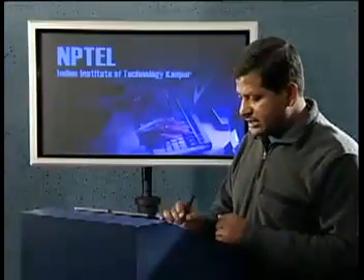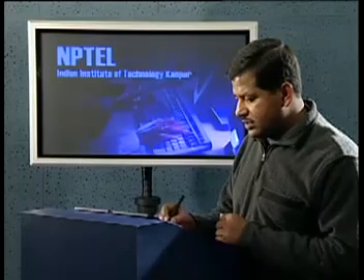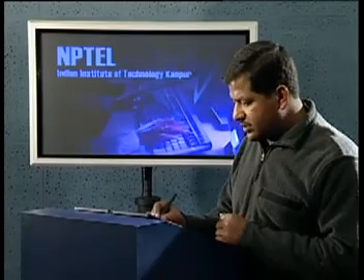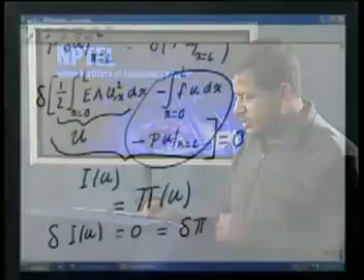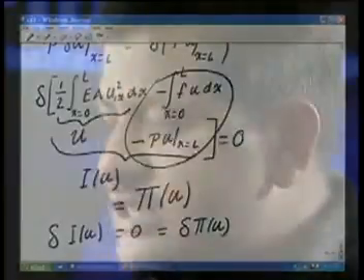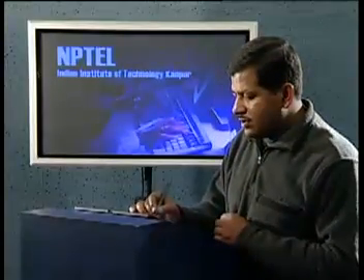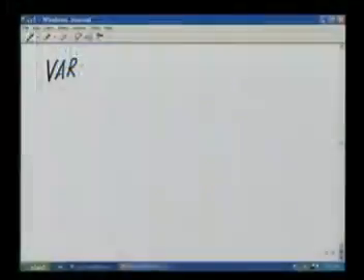So we can pose this again as, let us write it in a concise way, delta I of u is equal to 0 is also equal to delta of the pi of u. Now because this same equation can be obtained by taking a variation of the potential I of u, which in our case corresponds to the total potential energy associated with the system. This is also called a variational formulation.